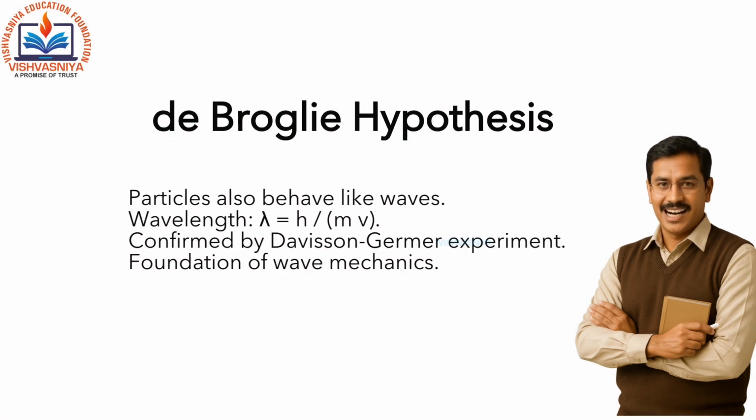Louis de Broglie asked, if light can behave like a particle, then can particles behave like waves? He proposed that moving particles like electrons have a wavelength given by lambda equals h upon m v. This was later confirmed by the Davisson-Germer experiment, where electrons showed diffraction patterns just like waves.